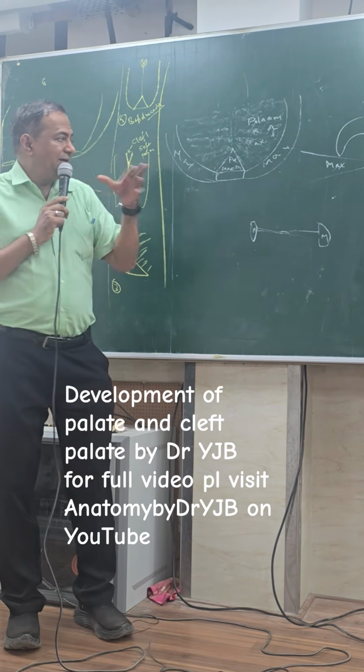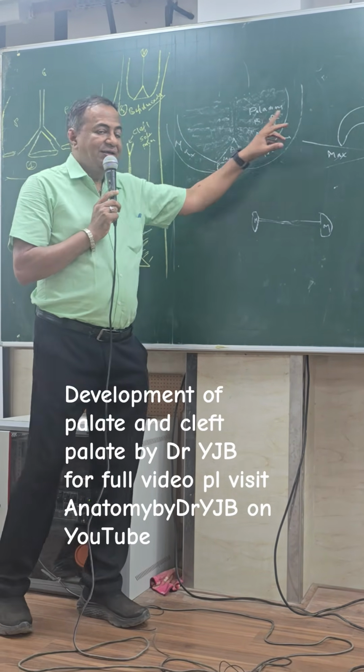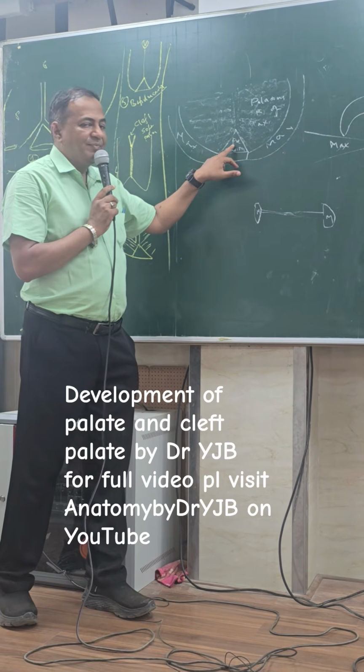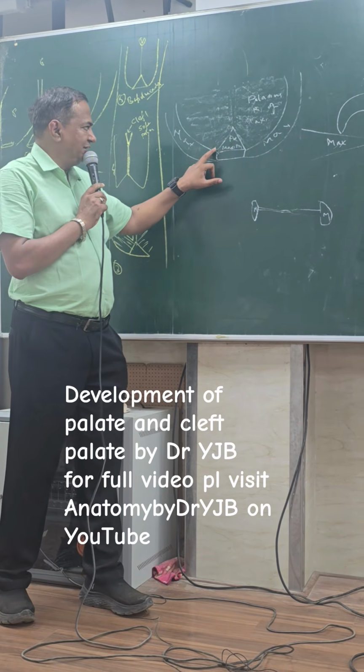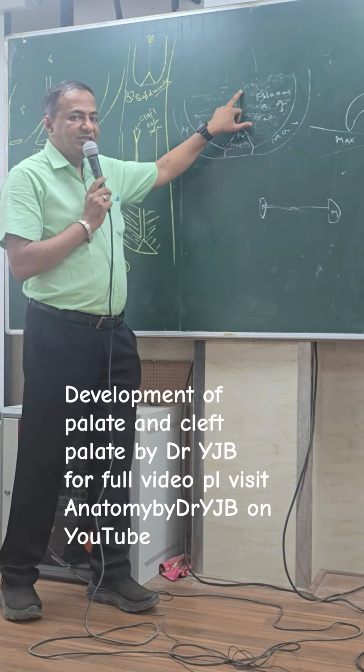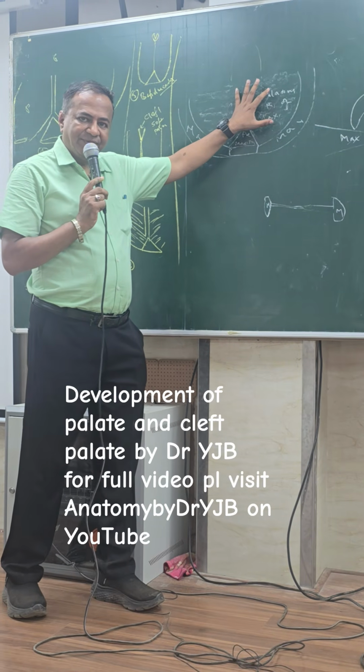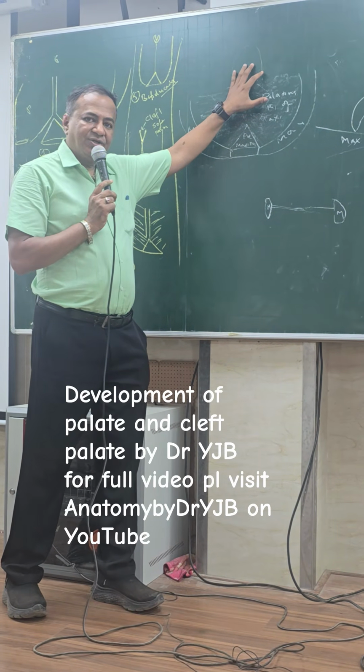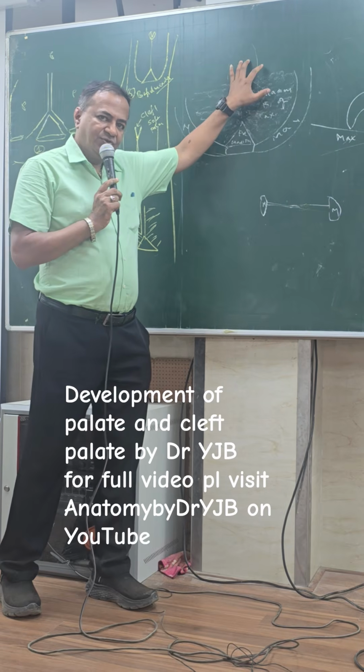Now on the sides are the maxilla, the developing maxilla. They send the palatine process of maxilla. This palatine process of maxilla fuses with the premaxilla. They fuse with each other to form the palate. The posterior part does not ossify and forms the soft palate and uvula.